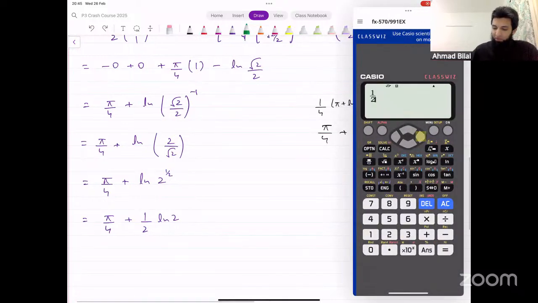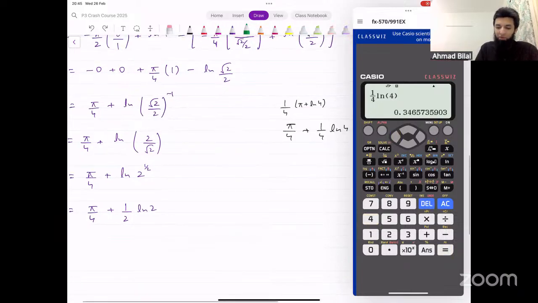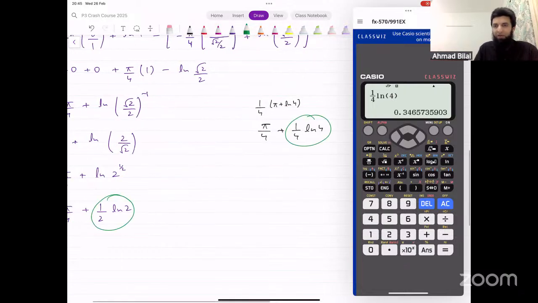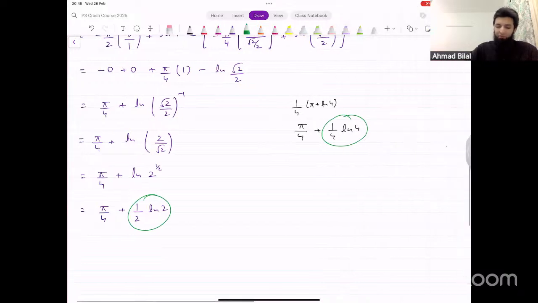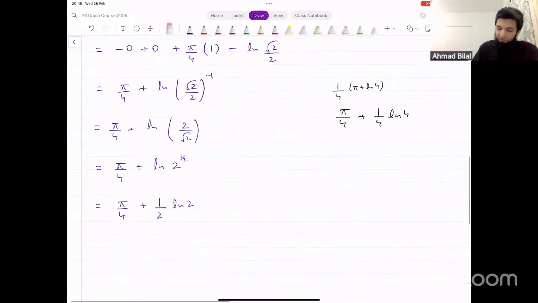Let's check that. 1 over 2 times ln of 2. That's 0.346 something. Okay. 0.346 something. And then 1 over 4. Okay, so these two are equivalent. 1 over 4 ln 4 and 1 over 2 ln 2. Both of them have the same value. Okay, so that means the working is correct until this point. Now we just have to think of how to go from this form to that form.